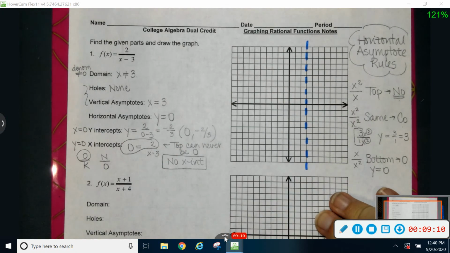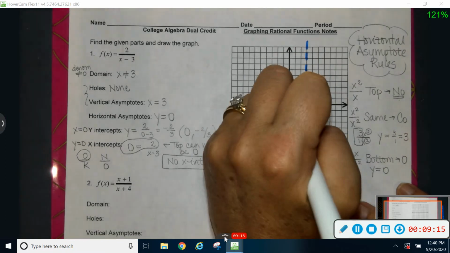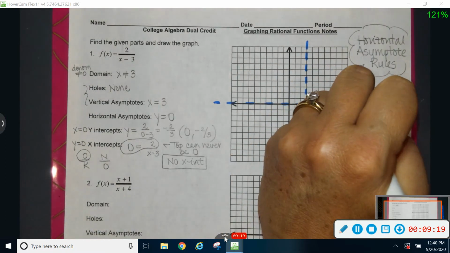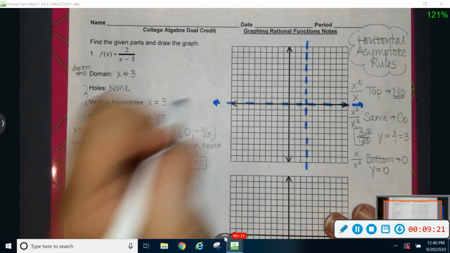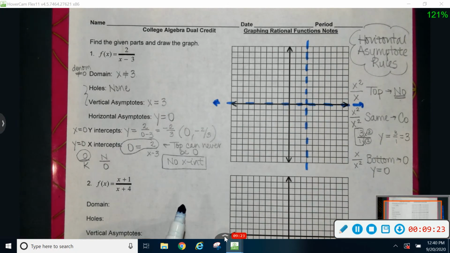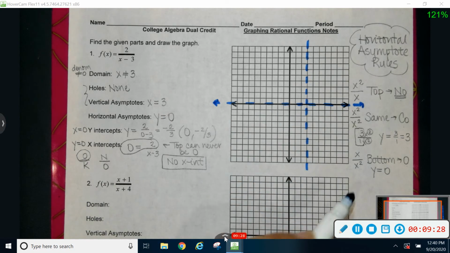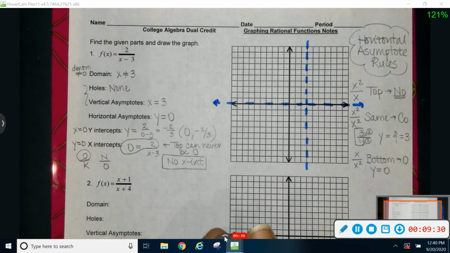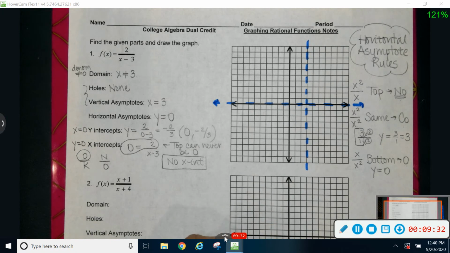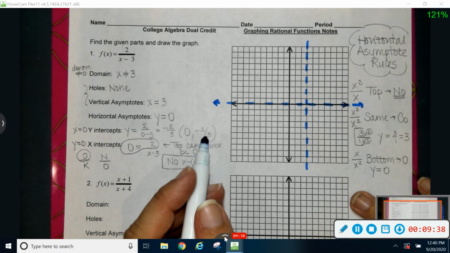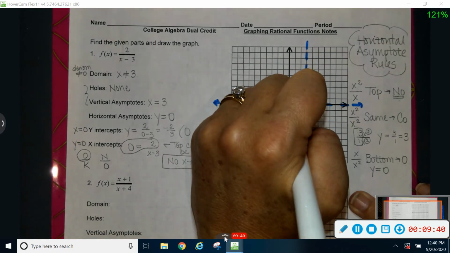I'm going to have a vertical asymptote at x = 3, and I have a horizontal asymptote at y = 0. Again, you might need to extend yours along outside the graph, just because it's sometimes hard to see that you've dotted in along that y = 0, the actual x-axis. And the only other point I get from my list here is (0, -2/3) for a y-intercept.